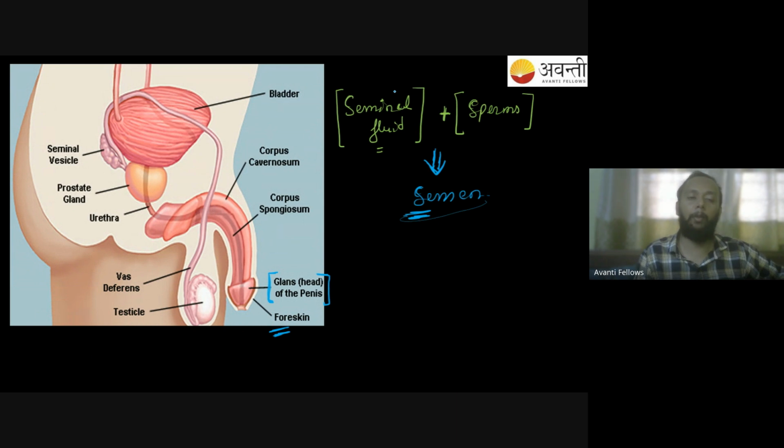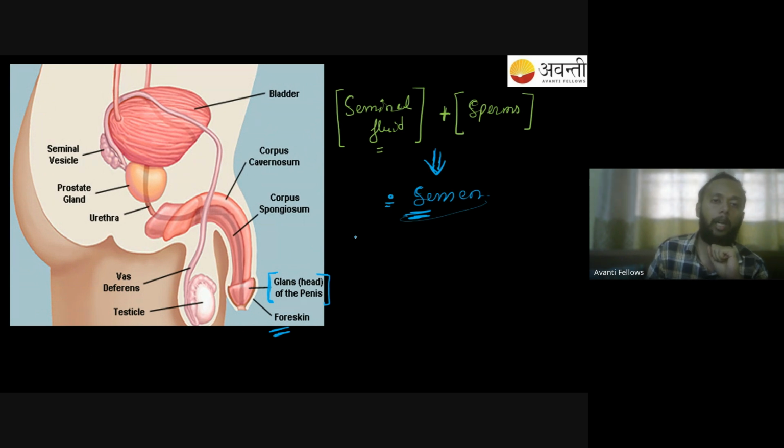Seminal fluid is nothing but the fluid coming from those three glands: prostate, seminal vesicle, and bulbourethral gland. That seminal fluid plus sperm is called semen. And this semen is ejaculated from the penis into the vaginal tract. So that is something you have to remember. Now, understand this very clearly.